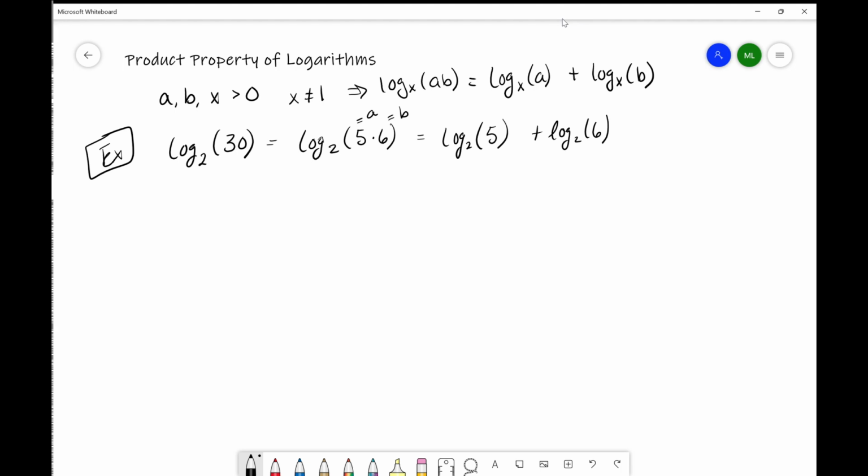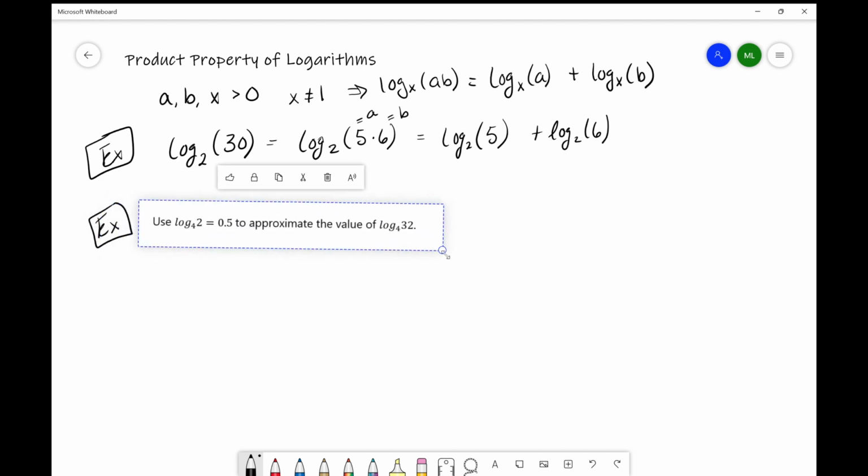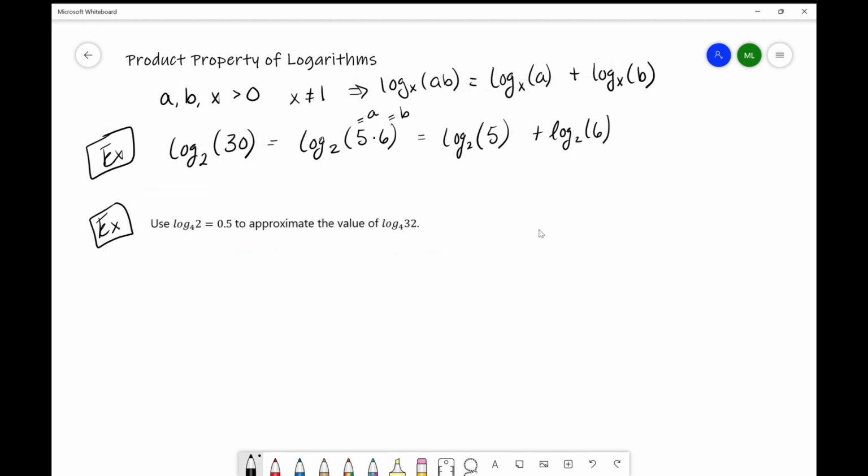Now let's look at another example. In this example, let's say they give you the approximation. Use log base 4 of 2 equals 0.5 to approximate the value of log base 4 of 32. So let's start off with log base 4 of 32. The good news is they give you log base 4 of 2, and they already give you an approximation for that, so you don't have to figure it out on your own.